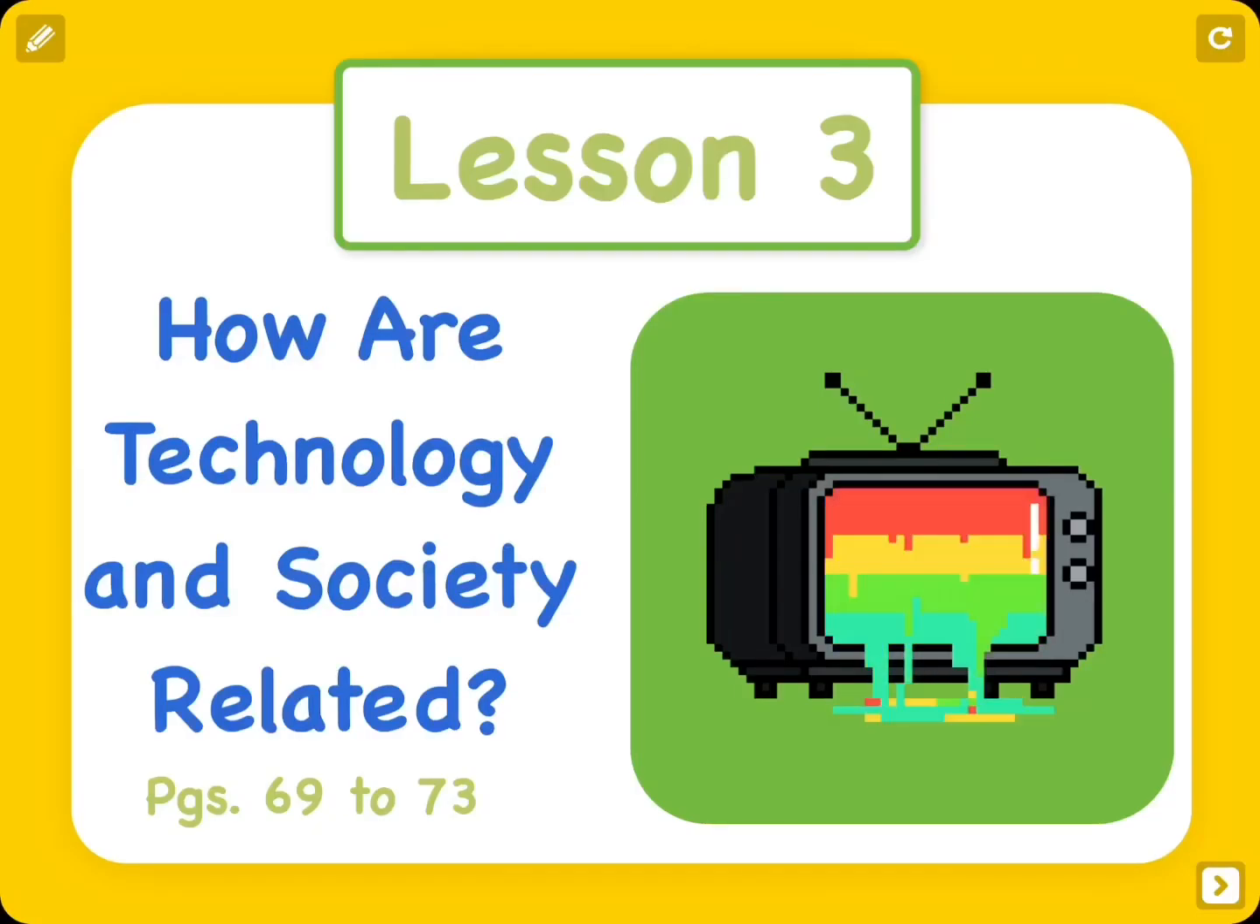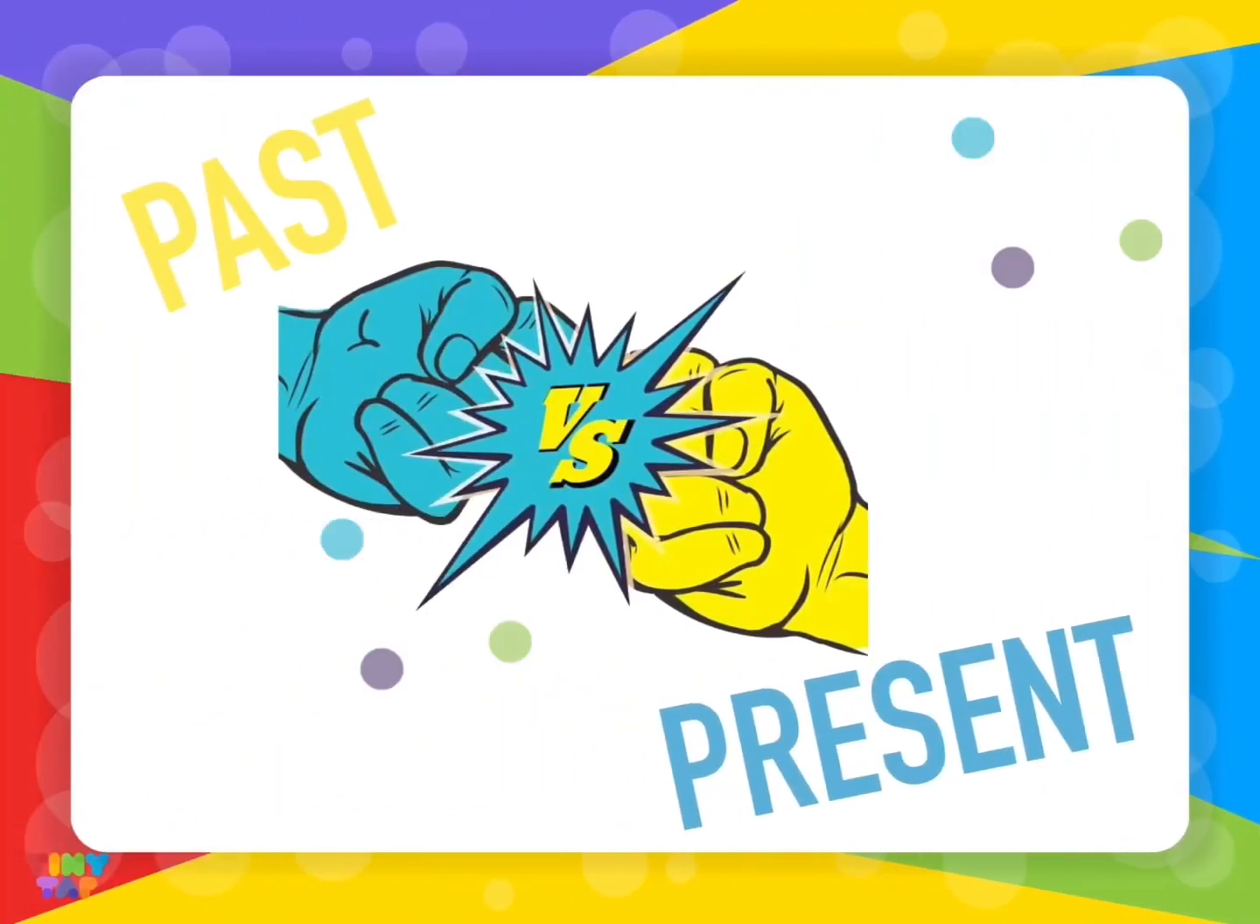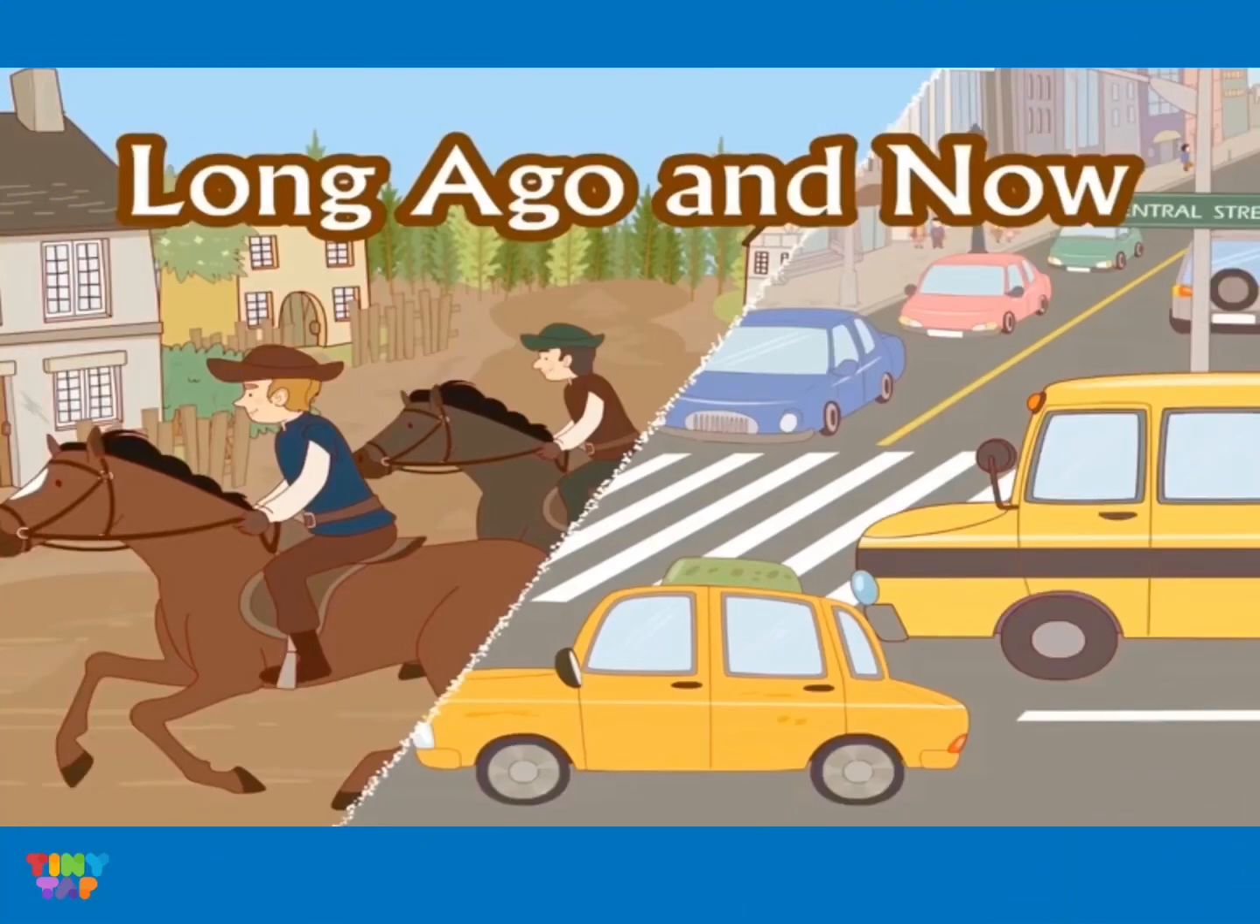Lesson 3. How are technology and society related? Pages 69 to 73. In this lesson, you will be able to define and explain the term technology and also discuss how technology has changed through time. How interesting! Past versus present. As an introduction to this lesson, you will see a video where it shows how humans used to do things before new technologies arrived. Long ago and now.